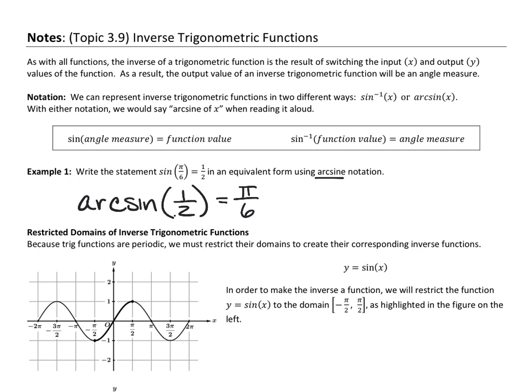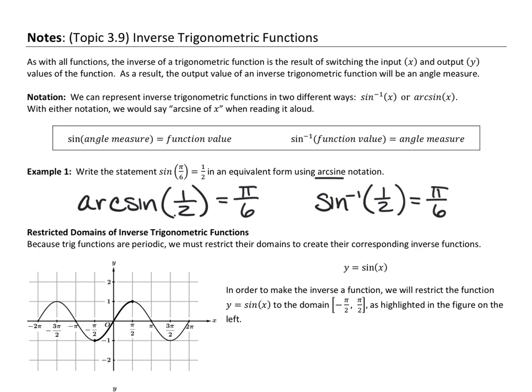You may also see it written like this, so that's sine to the -1, which we would still pronounce as arc sine or sine inverse of 1/2 equal to pi over 6. Those are the exact same thing, just depending on the notation you use. There's no real trend on which notation is better. Calculators use the -1 sign.